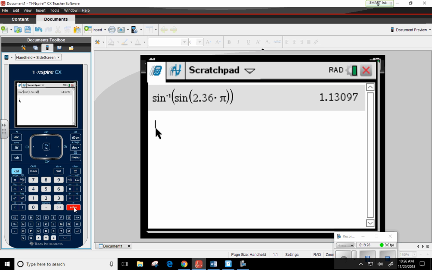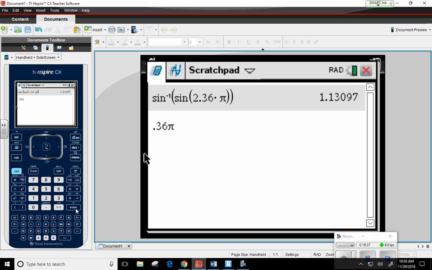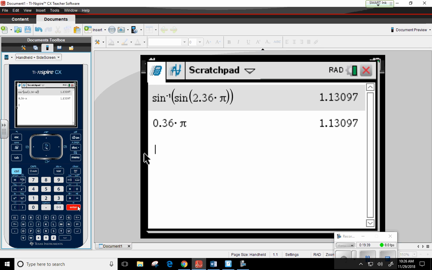But now, what did I say the answer was before I even did it? I said it was 0.36 pi. So if I go ahead and figure out what that approximation is, okay. So see, you can still get the answer. The only thing we needed the calculator for was to get the actual decimal value. We were able to get the answer without ever turning to the calculator. You just have to be familiar with those intervals.